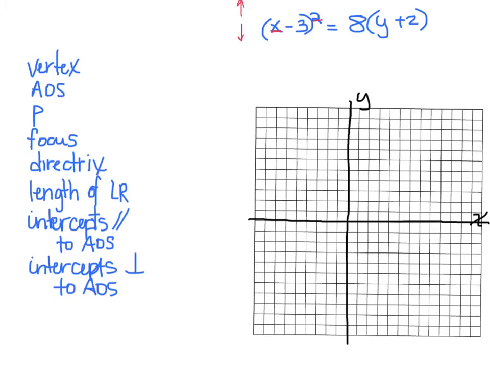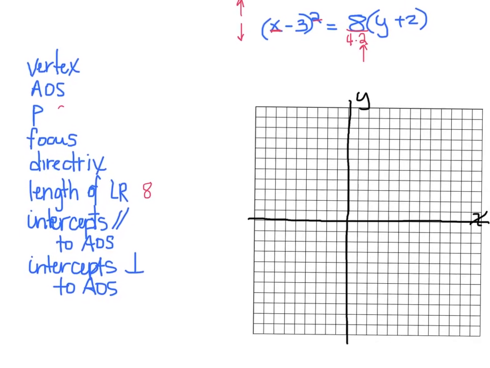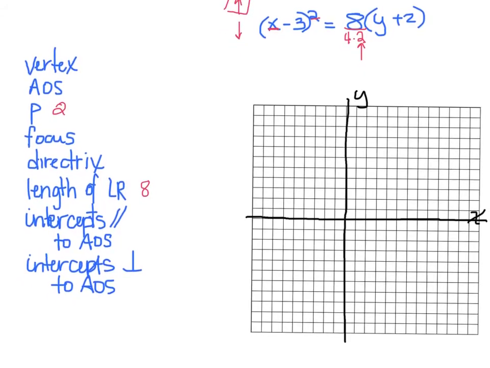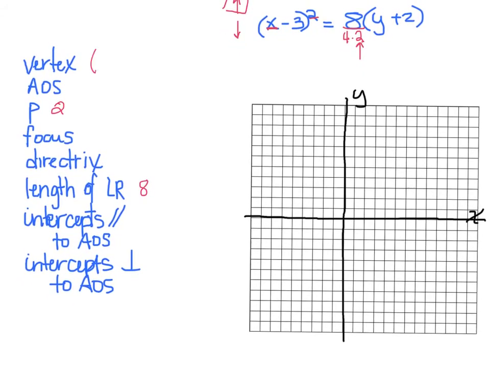The next thing I do is change this 8, which is the length of the latus rectum, to 4 times 2. 4 times p. So p is 2. And since 2 is positive, I know that I must be in an open up situation. So now that I know I'm in open up, I can write down my vertex. It's positive 3, negative 2.